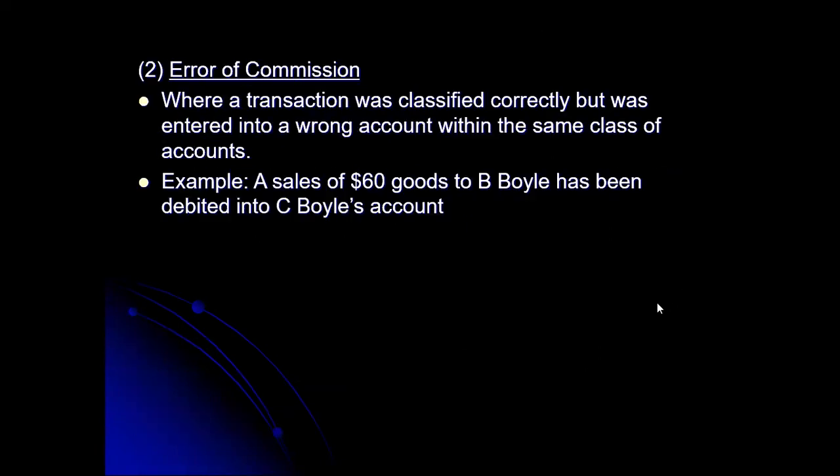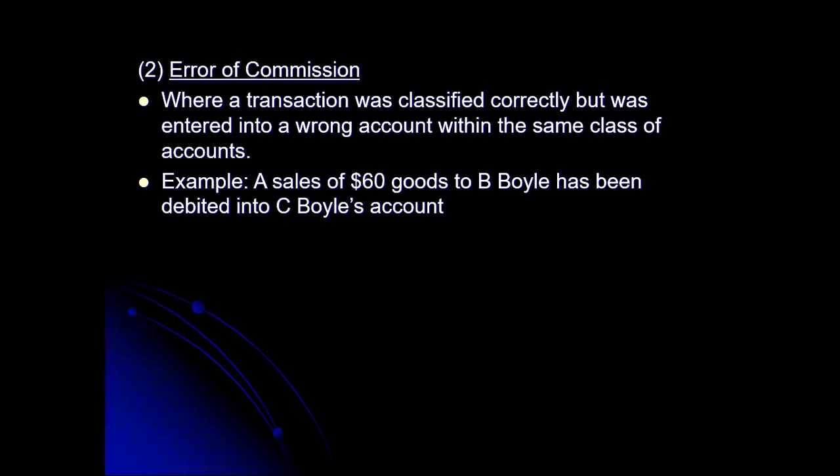The second error is called error of commission. An error of commission is where an entry was made in the wrong account, but within the same class of accounts. For example, if you talk about trade receivables, you've got many names, many people. All these many customers fall under the same class of account, which is trade receivable. If supposing we have sold on credit to a particular person and we debited the wrong person, then we have made an error of commission.